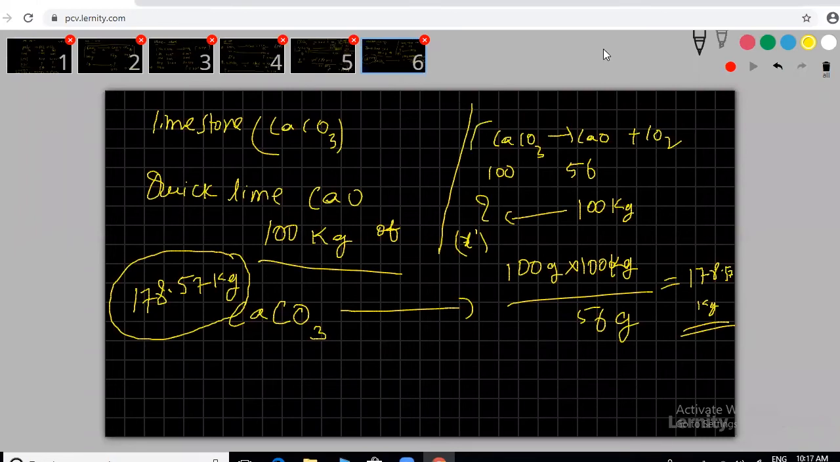According to the equation, first you need to know the equation. CaCO3 heating, what will you get? CaO plus CO2. 100 grams of CaCO3 are heating. Don't think about how we are getting 100. Weight of CaCO3 is 100 and weight of CaO is 56. 100 grams I am heating, 56 I will get. But the question is 100 kg of CaO they required. So how much amount do you have to take? Just cross-multiply, then you can find the answer.